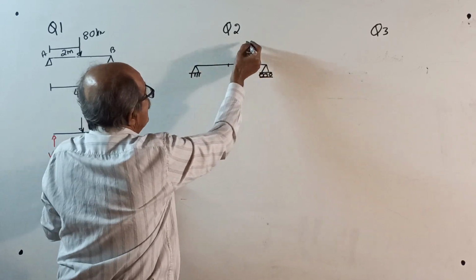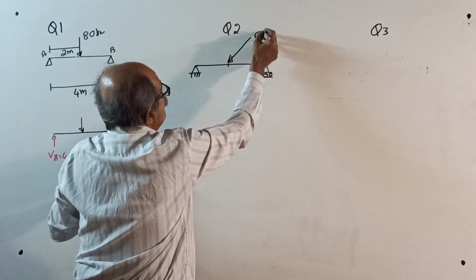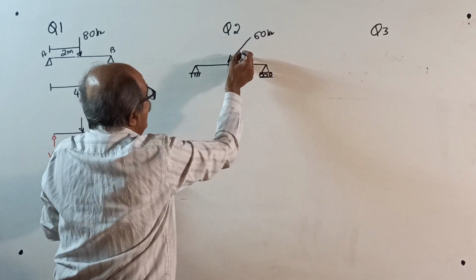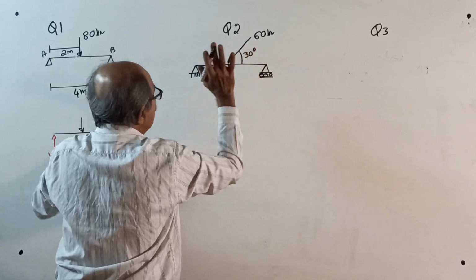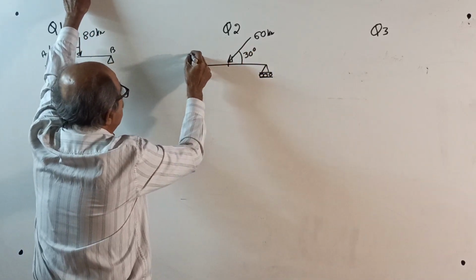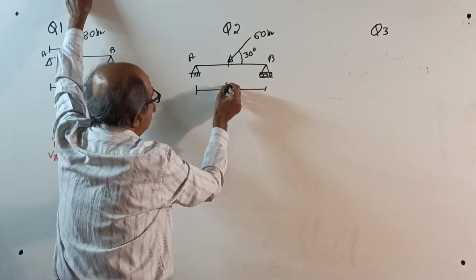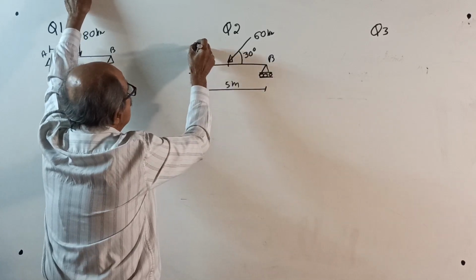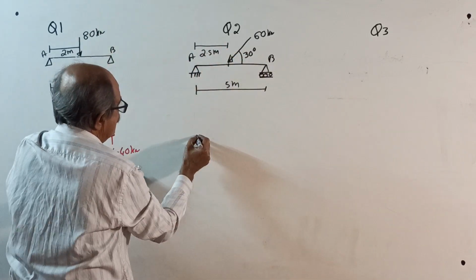Okay, then one inclined load I will give. 60 kilonewton. Angle is 30 degrees, out of scale. Little inclined more. Okay, 30 degrees, not to scale. AB. Span of the beam is 5 meter. This load contact point is 2.5 meter. Answer.